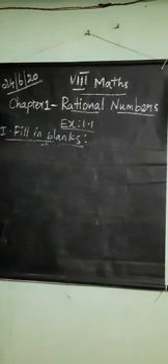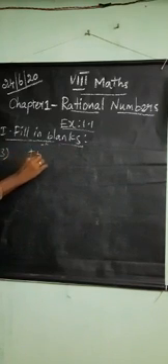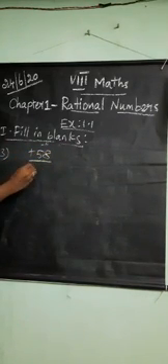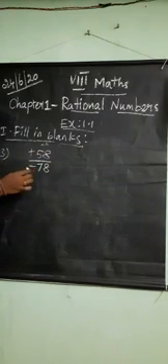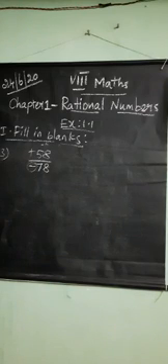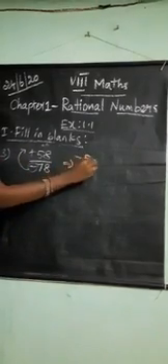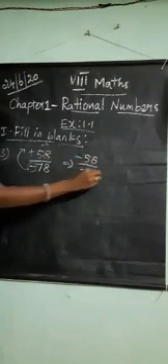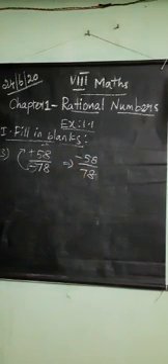Next, third question. The standard form of plus 58 divided by minus 78. First, the denominator is minus. How to convert this minus to plus? Just take it and write it here. So minus 58 divided by 78. Standard form means simplest form.